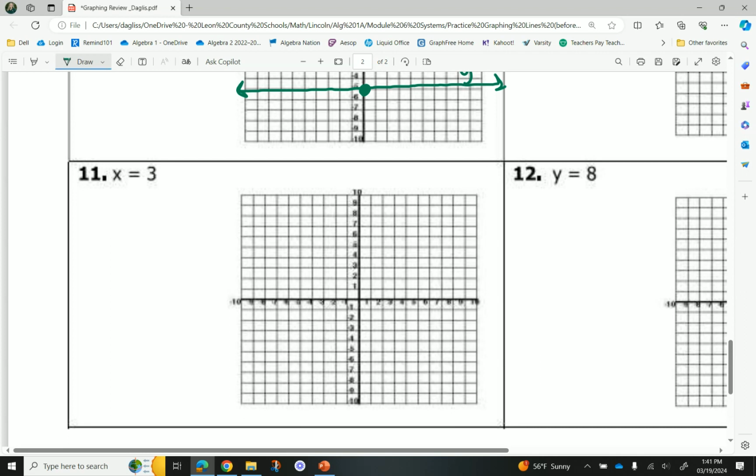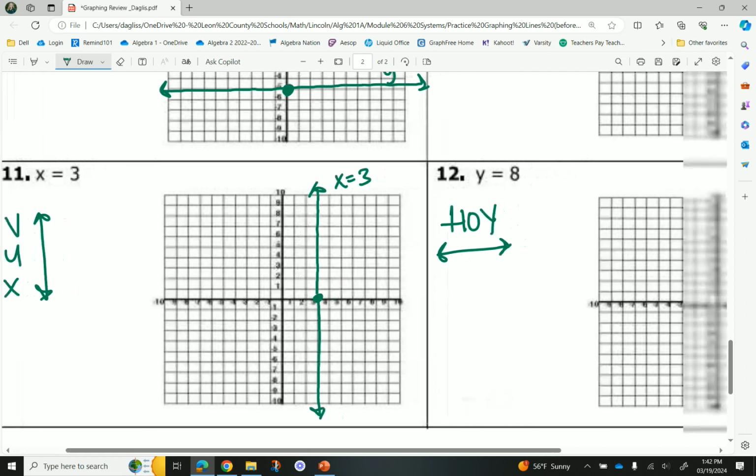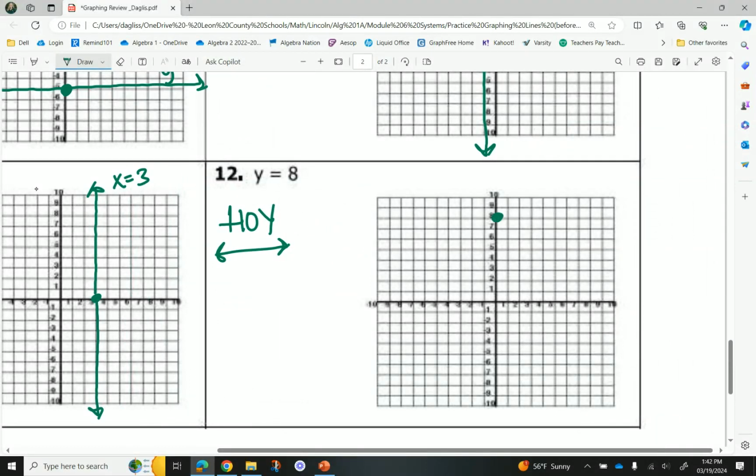Number 11, is it Hoy or is it Vux? Vux, which means it's going to go which way? Vertical. Here we go. There's X equals 3. The last one is Hoy because of the Y. So we are horizontal. We're going to find where Y equals 8. There it is. And we go straight across. Good.